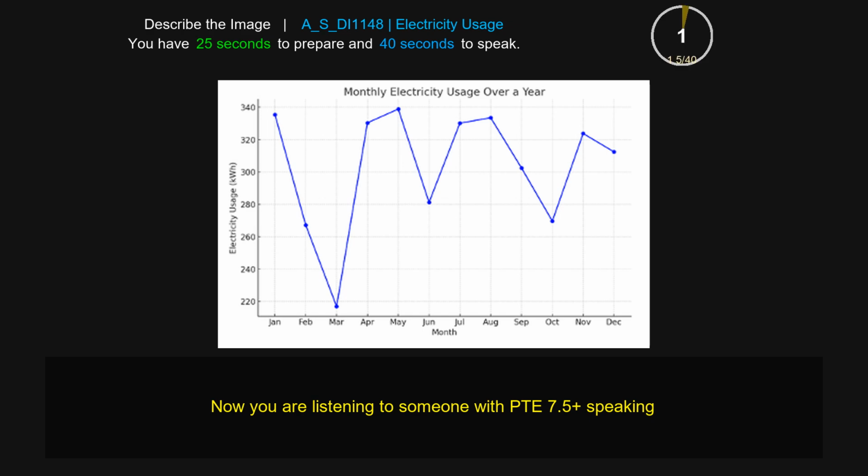The above line graph gives information about monthly electricity usage over a year. In this picture, the y-axis represents electricity usage in kilowatts, commencing from 220 to 340, and the x-axis represents months from January to December. The line graph is blue in color, starting from January above 320 and declining in March to less than 220, then increasing in May, and its last ending point is in December, declining to less than 322. Overall, the picture gives information about monthly electricity usage over a year.